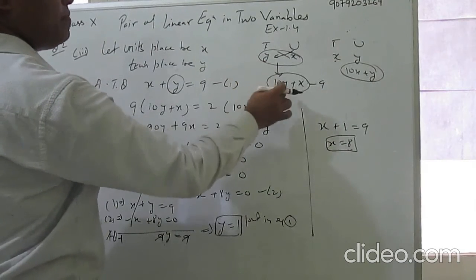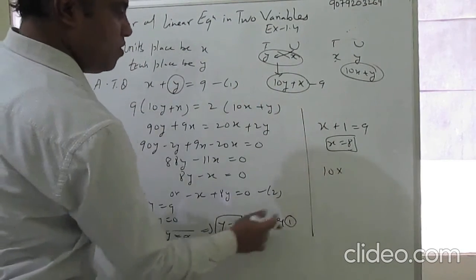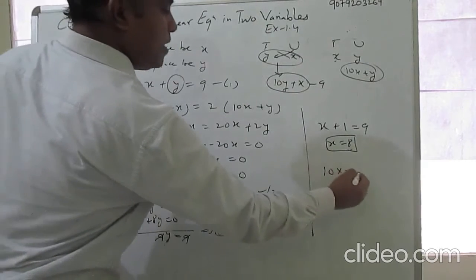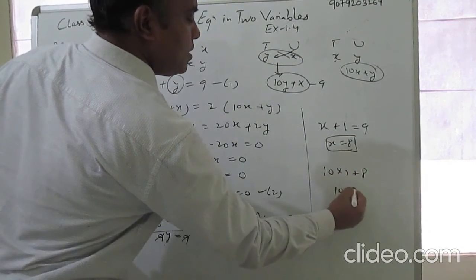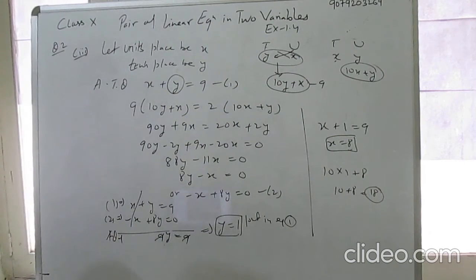So what is the number? Put it here. Our number is 10y plus x. 10 into what is the value of y? 1 plus 8. 10 plus 8 means 18 is the number. 18 is the number. 1 plus 8 is 9.